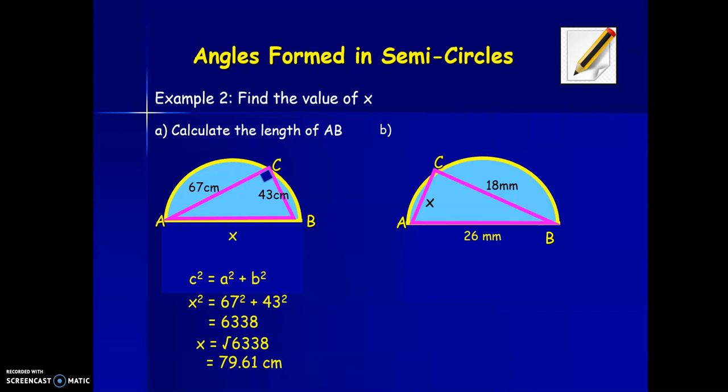If we look at the second one, so again, put in the right angle opposite the diameter. This time, x is on one of the shorter sides, so we would use the subtract version of Pythagoras. So putting in our values, x squared is 26 squared, take away 18 squared. That will give us 352, which we need to remember to square root, and our final value for x will be 18.76 millimetres. So now it's your turn.